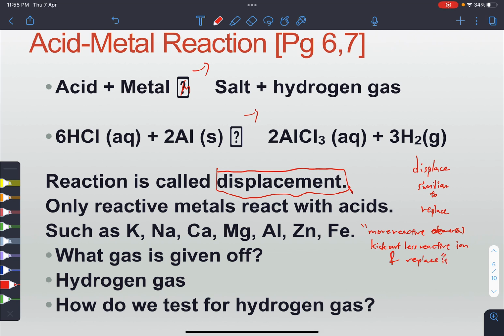But there must be a more reactive element, which in some sense analogy-wise is like a very big buff, huge gym guy. Then the less reactive is like the smaller boy who has a girlfriend, then the big guy comes in, kicks him out, replaces him, and now is together with the girl. I guess in some sense you can think of that as displacement. You replace him, but you have the additional context of a more reactive metal kicking out the less reactive. Oh, cool. Yeah, that's how it works.